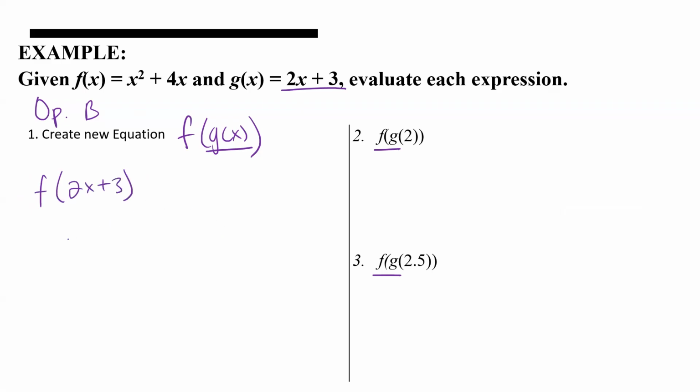So you remember when you guys had F of 2a? And I said this is the non-calculator part? That's because all you're doing is plugging in and simplifying. Same thing goes here. So we're plugging in. Everywhere there's an x, it's now going to become 2x plus 3. Does that make sense? So we end up with 2x plus 3 squared plus 4 times 2x plus 3. This is non-calculator.